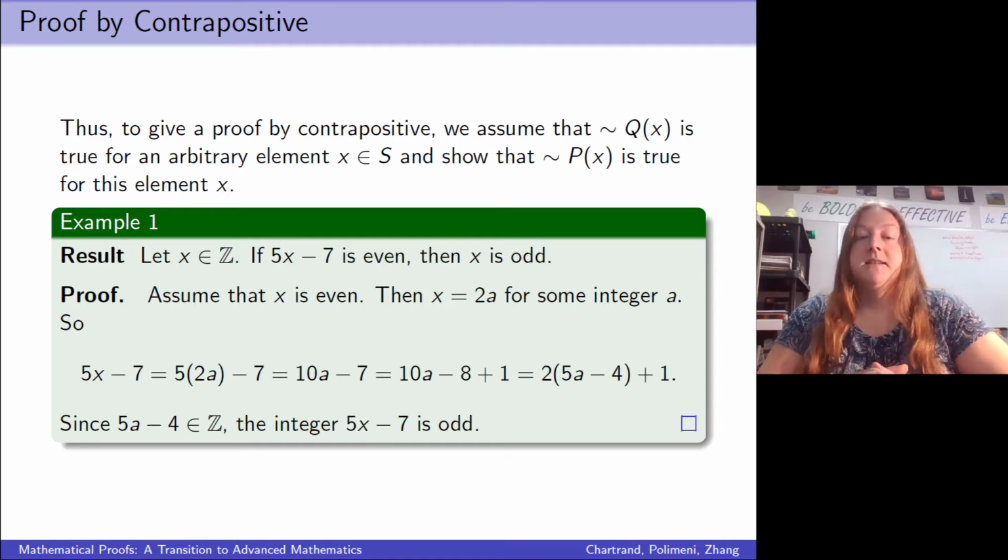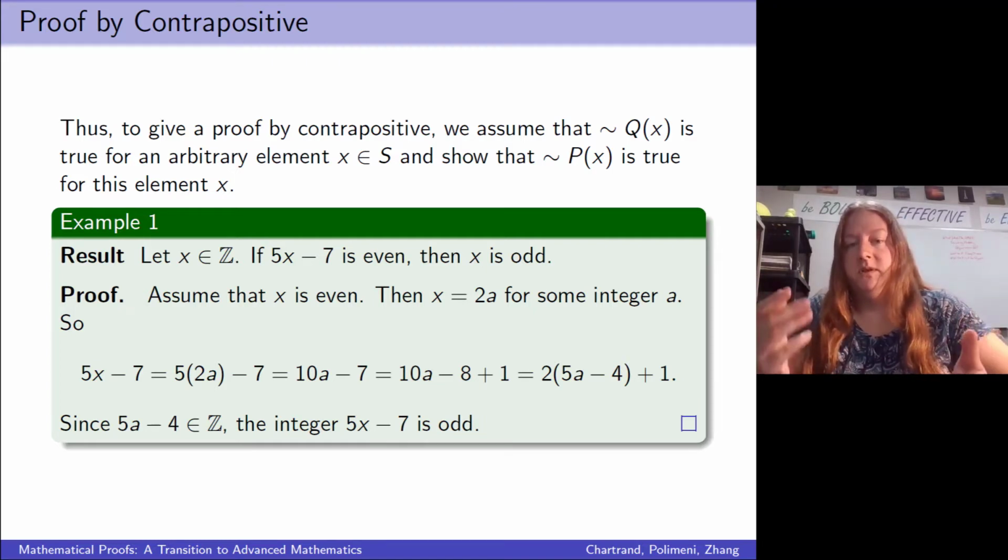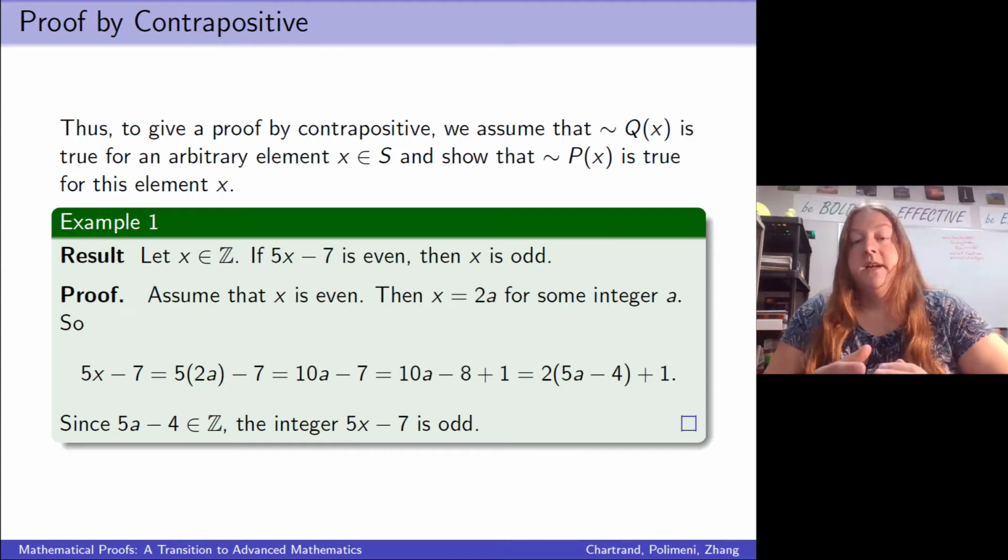So let's say we have an integer x, and if 5x minus 7 is even, then x is odd. So we want to show if 5x minus 7 is even, then x is odd. Now we could say let 5x minus 7 be even and then use the definition of even, but then we have a really complicated equation set up with multiple variables in it. On the other hand, if I say let x be odd, then I have a really simple equation. So in this case, the contrapositive says if x is even, then 5x minus 7 is odd. I encourage you to write that down so that you know what you're trying to prove as your new implication.